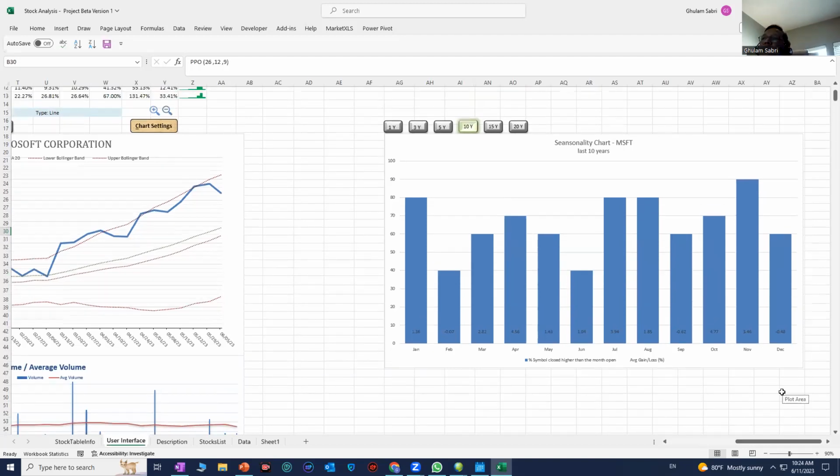Okay, now comes the seasonality chart. Let's say you have made up your mind, but you want to see how Microsoft performs in different seasons of the year. Over the last 10 years, we can see that Microsoft has performed positively approximately 90% of the time, 9 out of 10 times. It means that it ended November higher than it started November, 9 out of 10 times during the last 10 years.